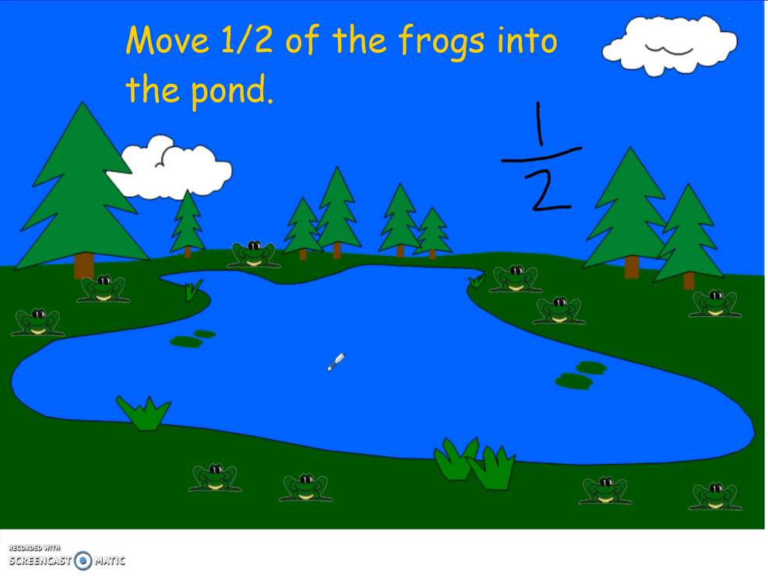Alright, class, for this one we have to move 1/2 of the frogs into the pond. So I could have a volunteer come up and help me. So first we have to understand what 1/2 of the frogs is. So we have 1, 2, 3, 4, 5, 6, 7, 8, 9, 10 frogs total. So does anyone remember how many frogs out of 10 would be half? Yep, 5 of them.